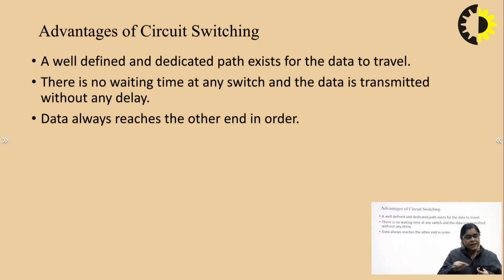Since there is a dedicated path, data cannot be transferred to another phone call. So it is confirmed that my data is traveling to the destination, that is, to my friend, right? Data always reaches the other end in order. We can only transfer the data whenever the connection is established. The first and most important criterion for circuit switching is that the connection should be established between the two nodes, from the source to the destination.